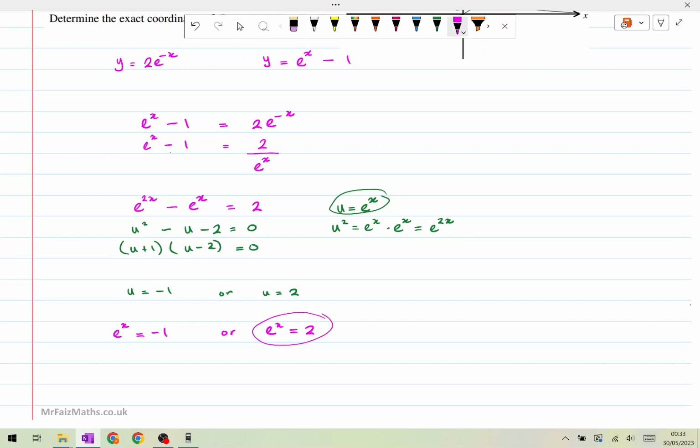Now when solving this, I'll do this one first. If you have e to the power x is equal to something, then x is going to be equal to ln of this number here. So in this case, we get x equals ln 2. Now this one here, you could try to solve it that way, and plugging it into a calculator, you'll find ln minus 1 gives you an error. That's because e to the power x can never be equal to minus 1. So here I'm just going to say no real solutions for this part. So the only solution we get for x is equal to ln 2.